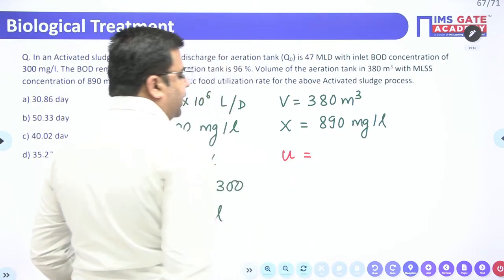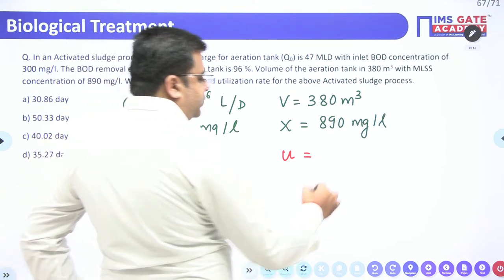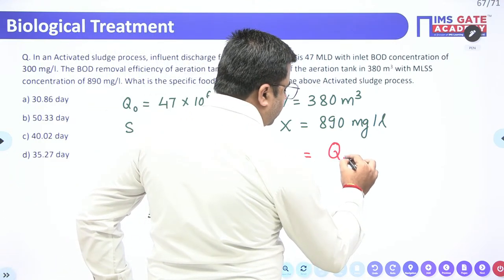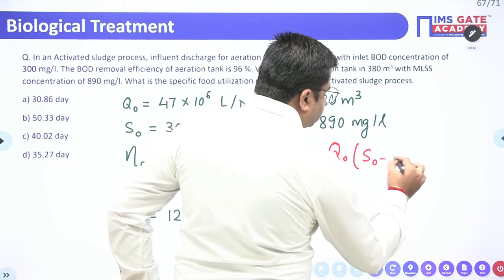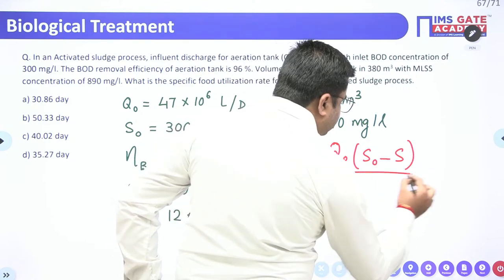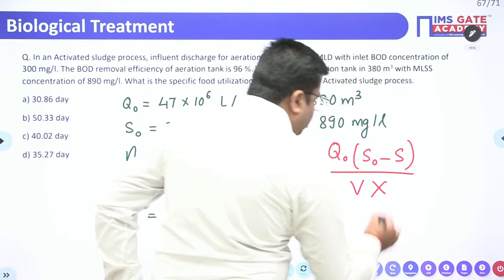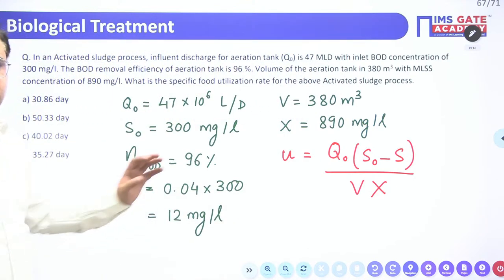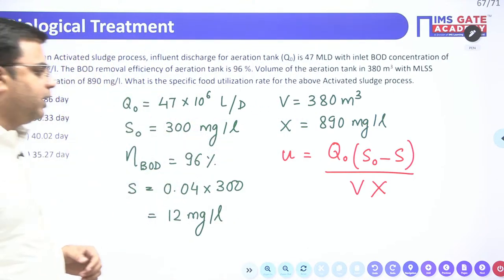So specific food utilization rate U of the activated sludge process is equal to Q naught into (S naught minus S) divided by V into X. So all the values are given. Just substitute the values and get me the specific food utilization rate.